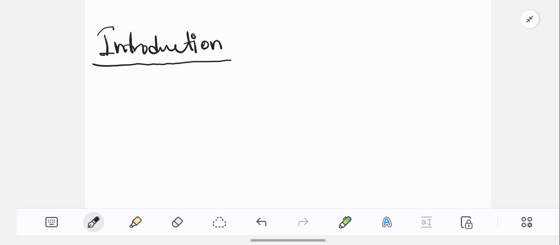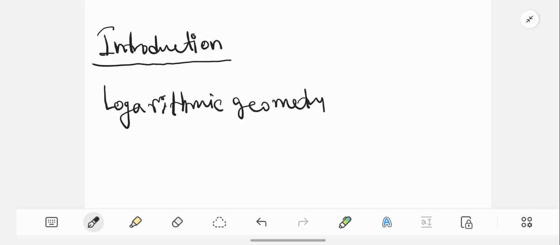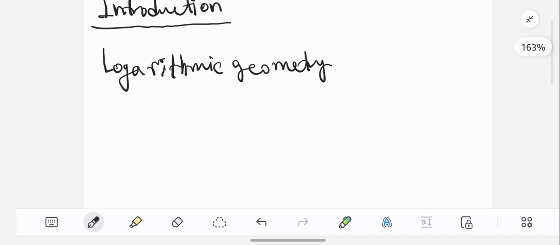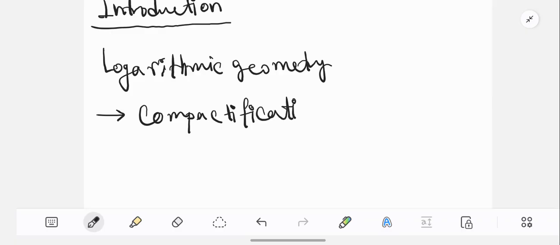So the logarithmic geometry was developed to deal with the two main fundamental problems in algebraic geometry. One is the compactification, and the second one is degeneration.